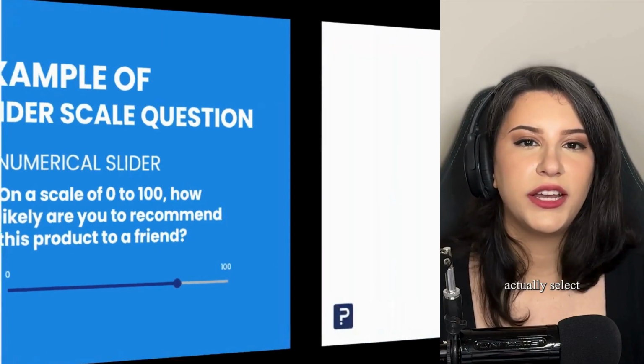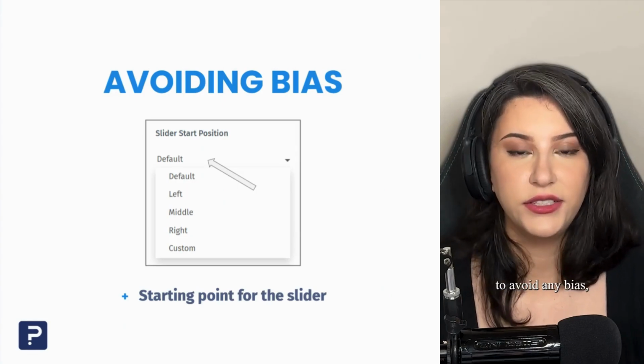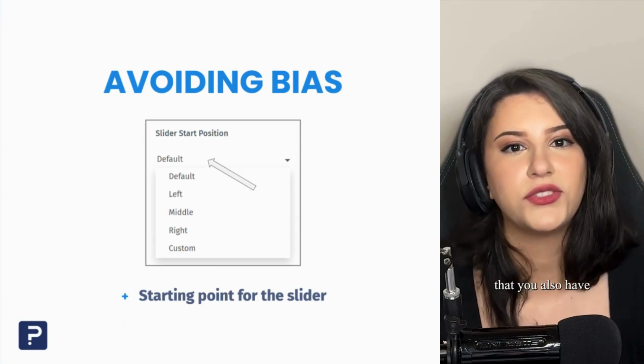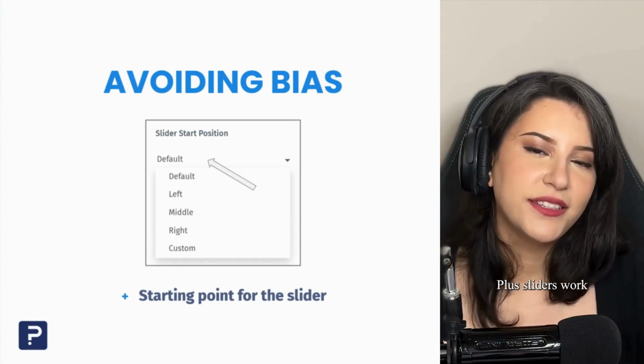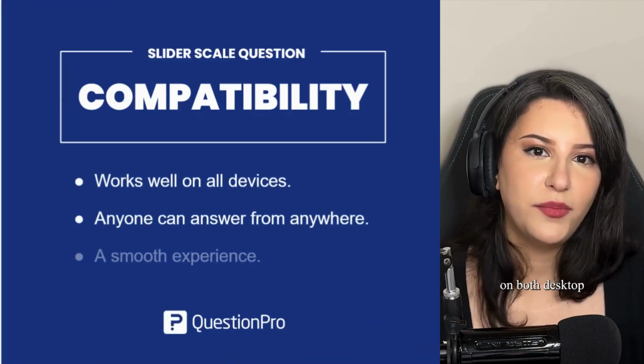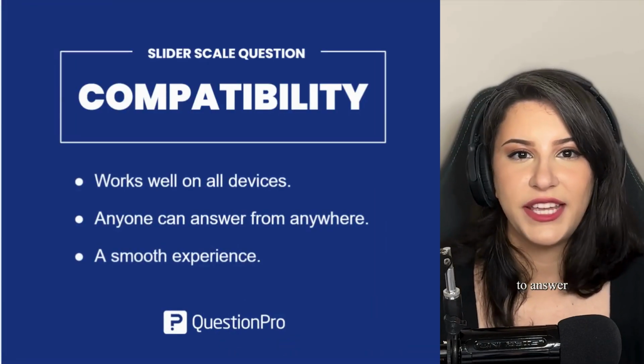One cool feature is that you can actually select the starting point for the slider to avoid any bias. It ensures that you also have accurate data as well. Plus, sliders work really great on both desktop and mobile phones, so it's easy for anyone to answer from anywhere.